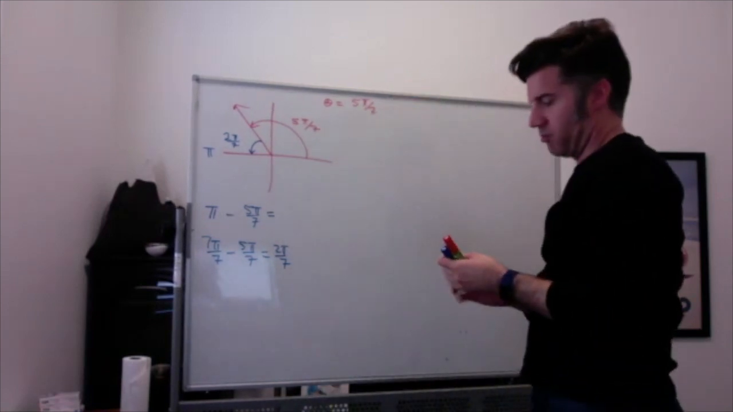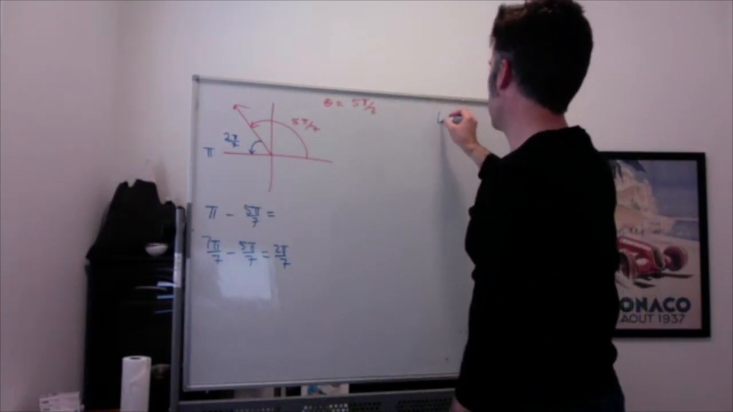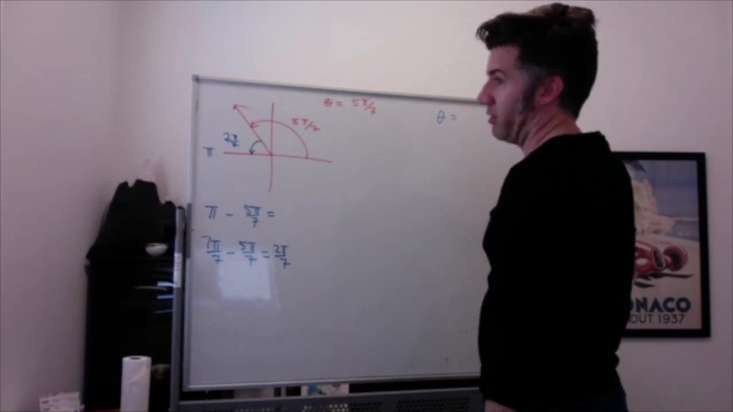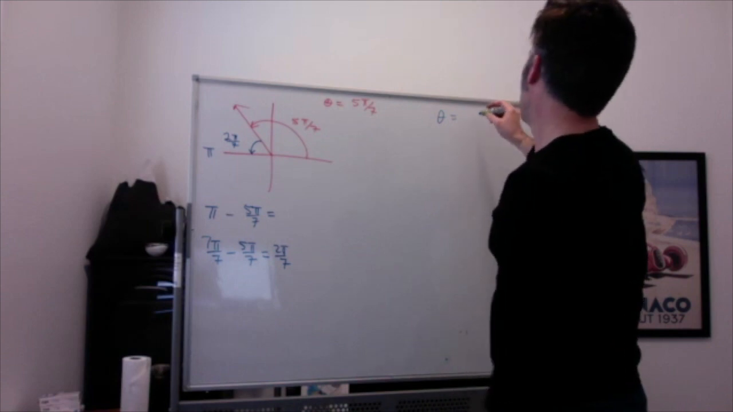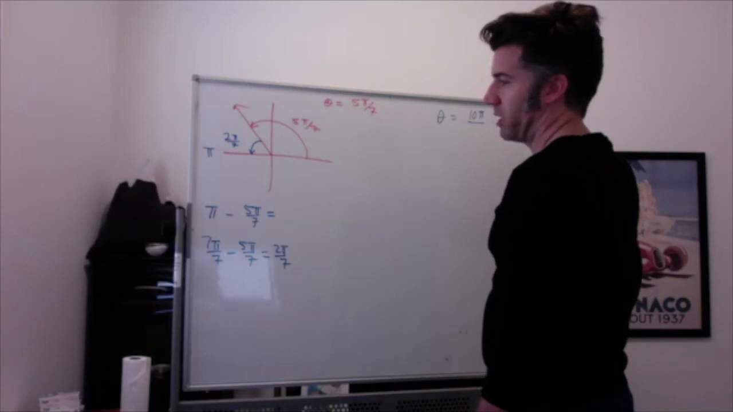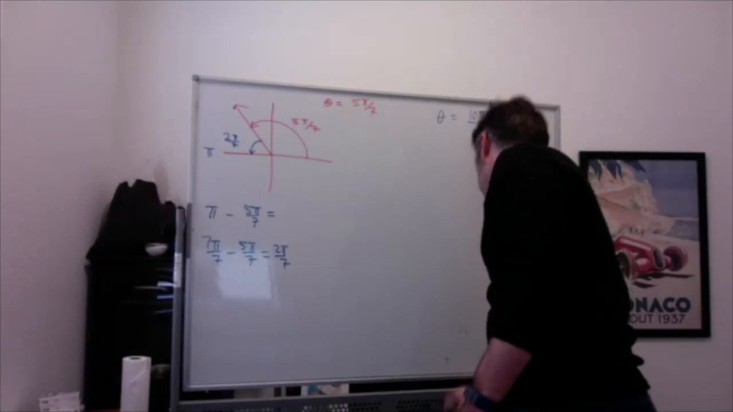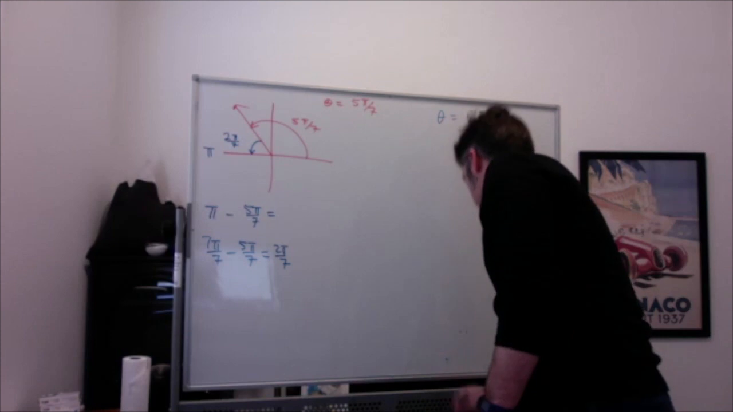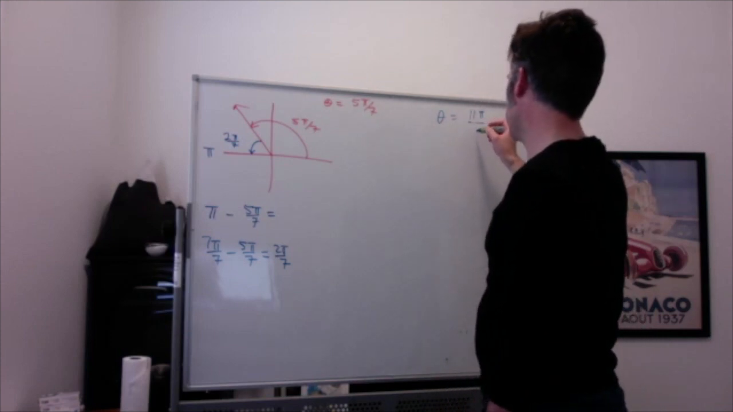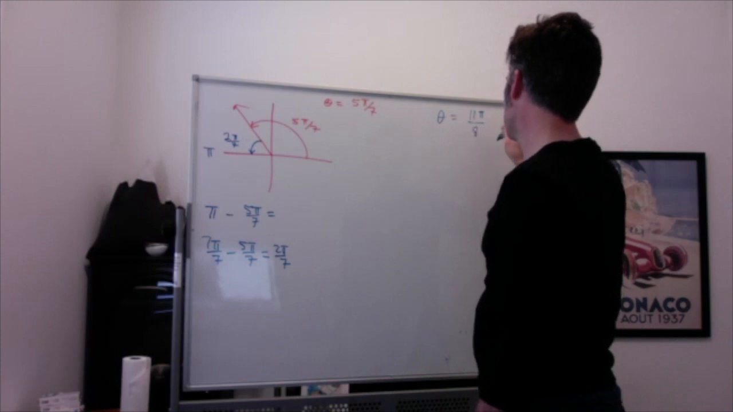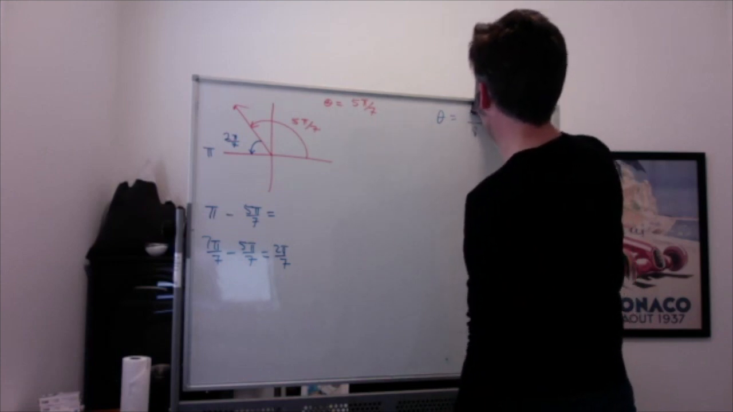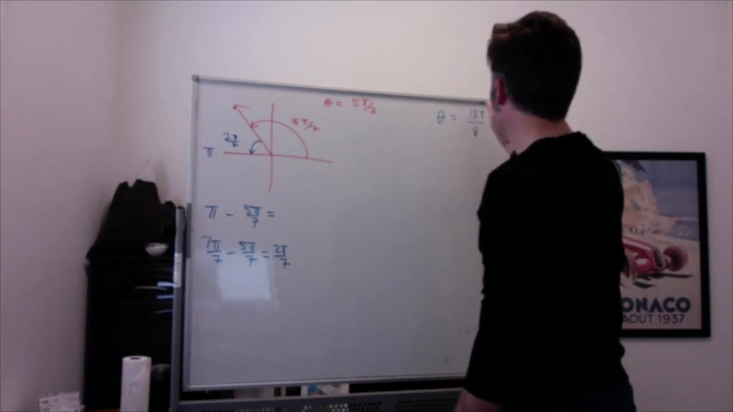Say my angle was, sorry, now I'm trying to think of something interesting. Let's do 13 pi over 8. Sorry, trying to make up something that ends up where I want it to be. So 13 pi over 8.